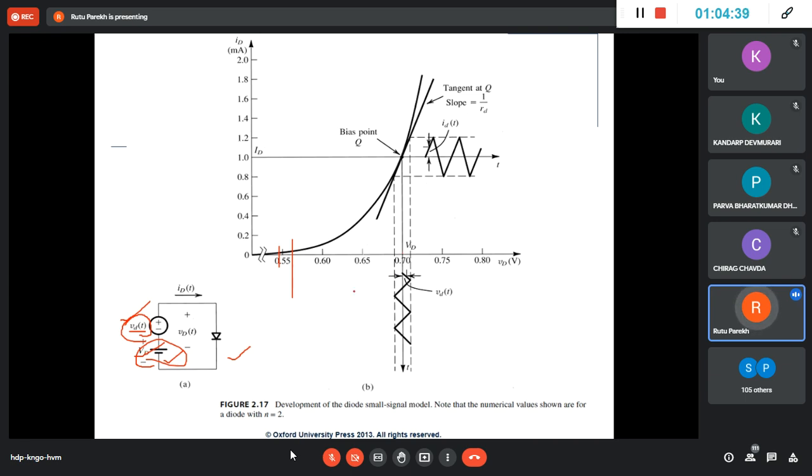So here, this VD is this VD here. 0.7 is the on point. So this line is VD, 0.7. If I want to process a very weak signal, how can I process it? I can, by giving this bias voltage VD.